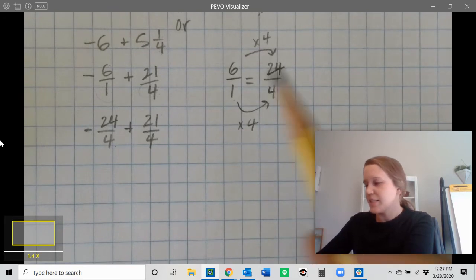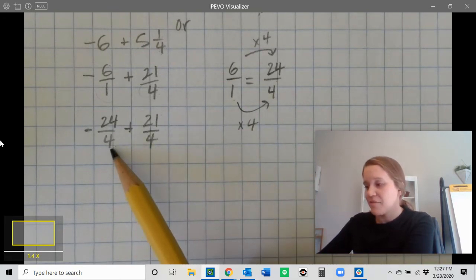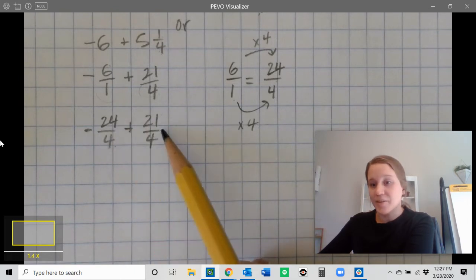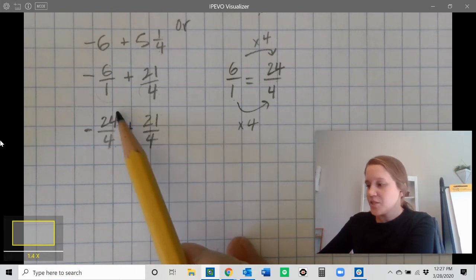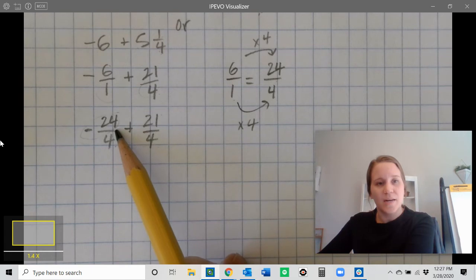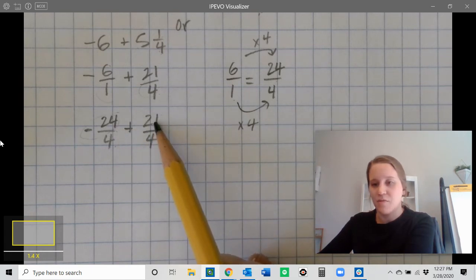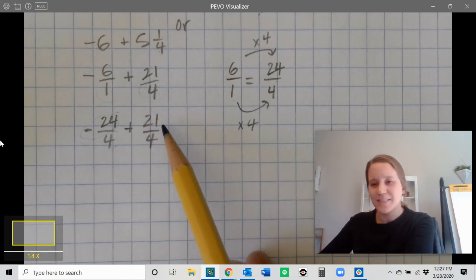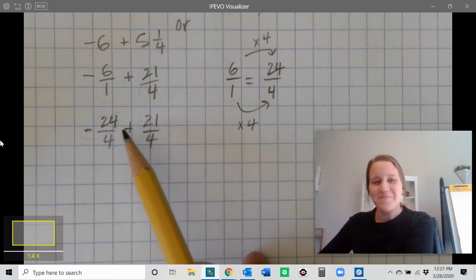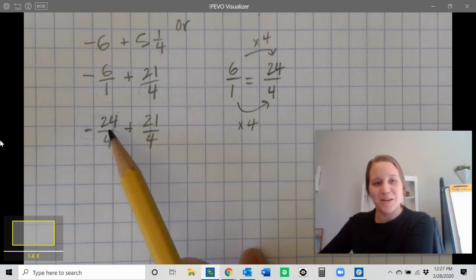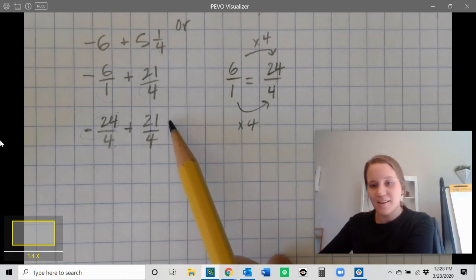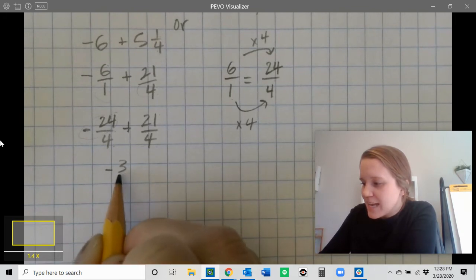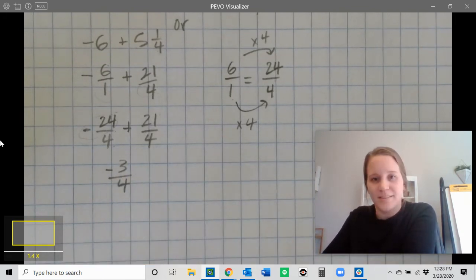Perfect. Maybe you got a sense of relief. I did, because now I have denominators that are the same, improper fractions. I can just add their numerators now. So this numerator is a negative 24, and this numerator is a positive 24. So when I add negative 24, sorry, did I say positive? I meant positive 21. When I add negative 24 plus 21, I end up getting negative 3. So then I get an answer of negative 3 fourths.